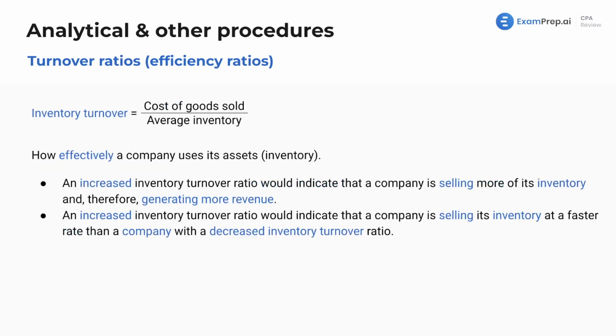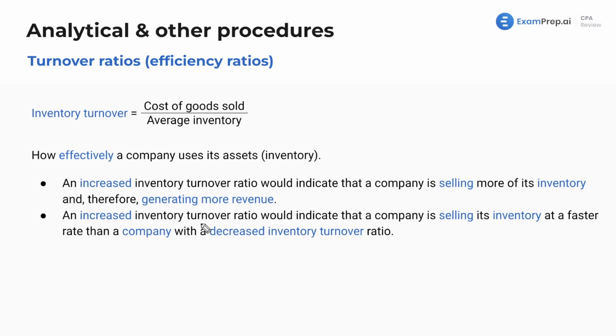Talking about the inventory turnover ratio as well, some things we can assess and take away here: how a company effectively uses its assets, also known as inventory. Inventory is an asset. Now, an increased inventory turnover ratio could indicate that a company is selling more of its inventory and therefore generating more revenue. Very good point, because as revenue goes up, cost of goods sold will probably go up.